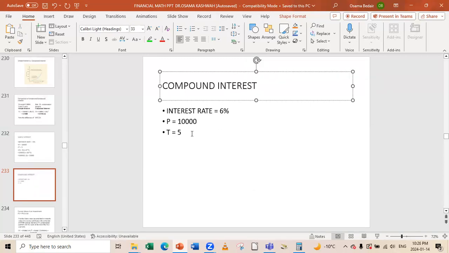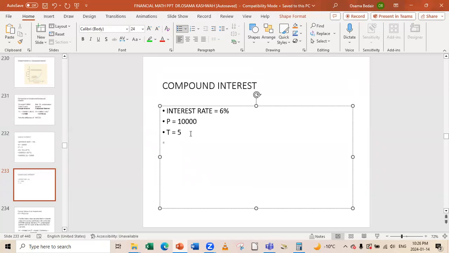How will it work here? In compound interest, the future value equals P multiplied by 1 plus R, where R is the rate of interest, to the power N, where N is the time, or T. Whatever you want to choose, you can use T or N. It gives the same meaning.